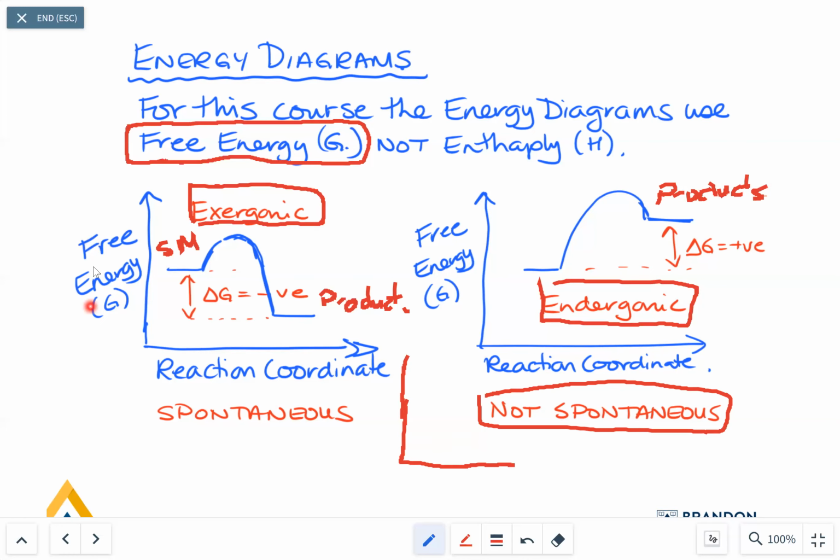So free energy, the y-axis should be free energy and not enthalpy. And then the x-axis is what we call the reaction coordinate, which is basically on the left-hand side, the start of the reaction, and on the right-hand side, the end of the reaction.